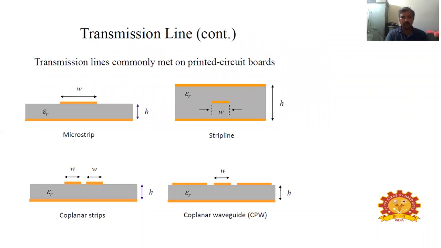And the last one is coplanar waveguides. Here also we have W and H specified in the diagram. Here you can see three strips, where the middle strip is a smaller one, whereas on the two sides of the middle strip you have strips of equal width, and the height H is also mentioned here. The image is very clearly indicative of the coplanar waveguides.